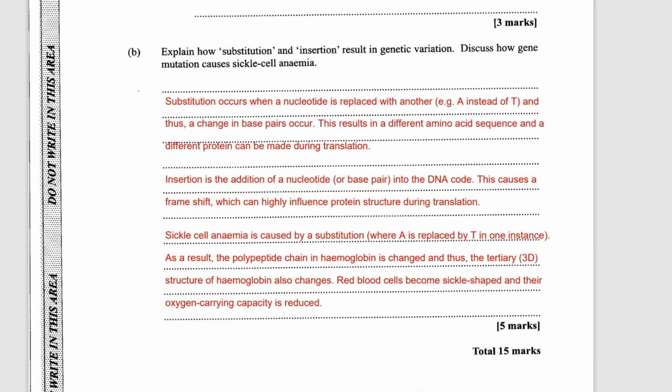Okay, here we have a kind of tough one. Explain how substitution and insertion result in genetic variation. Discuss how gene mutation causes sickle cell anemia.